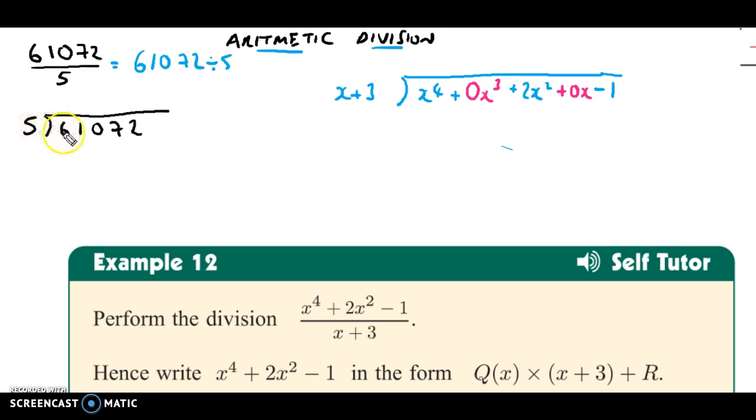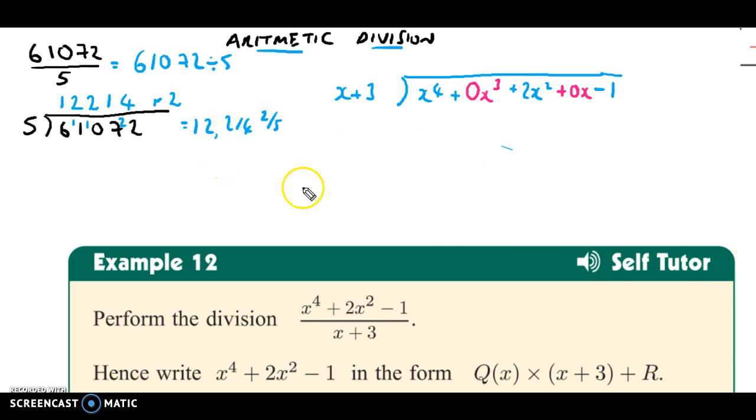Depending on how you were taught, I was taught to go 5 into 6 goes 1, remainder 1, 5 into 11 goes 2, remainder 1, 5 into 10 goes exactly 2, 5 into 7 goes 1, remainder 2, 5 into 22 goes 4, remainder 2. And therefore our answer would be 12,214, and either remainder 2 or 2/5. And that was our answer.